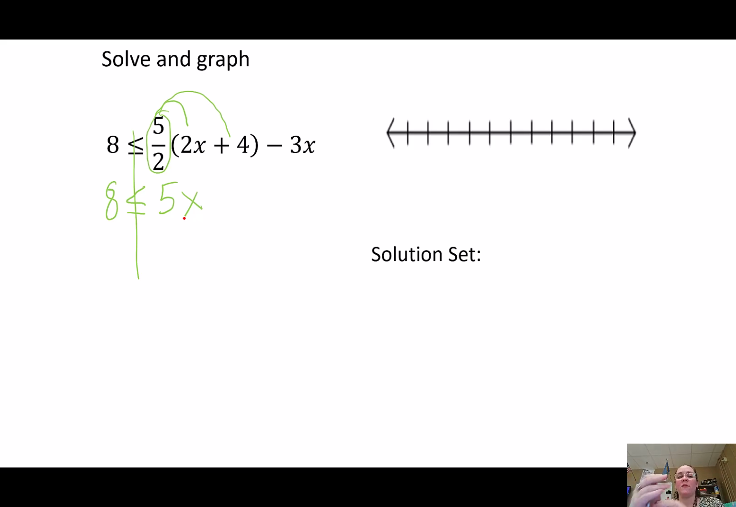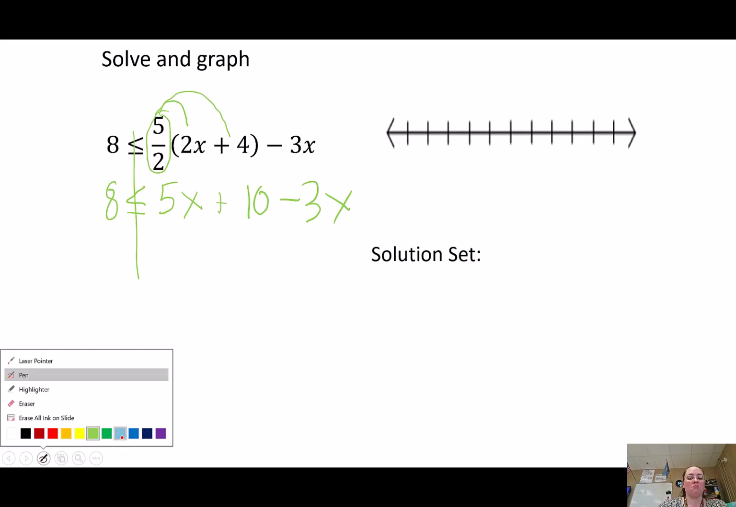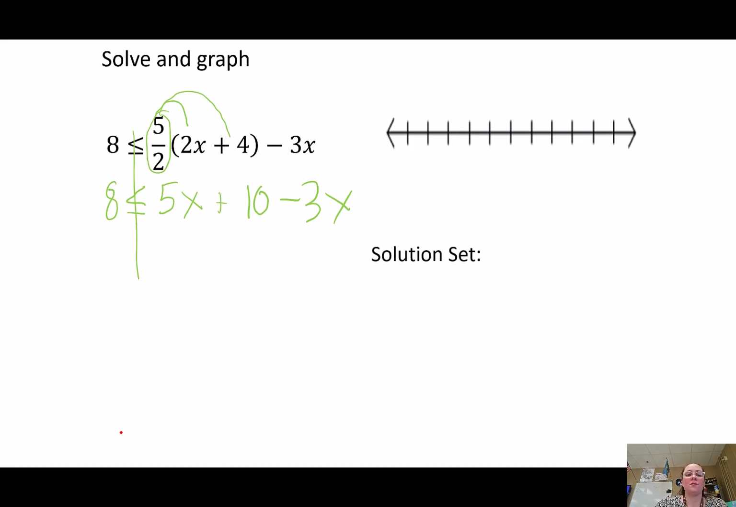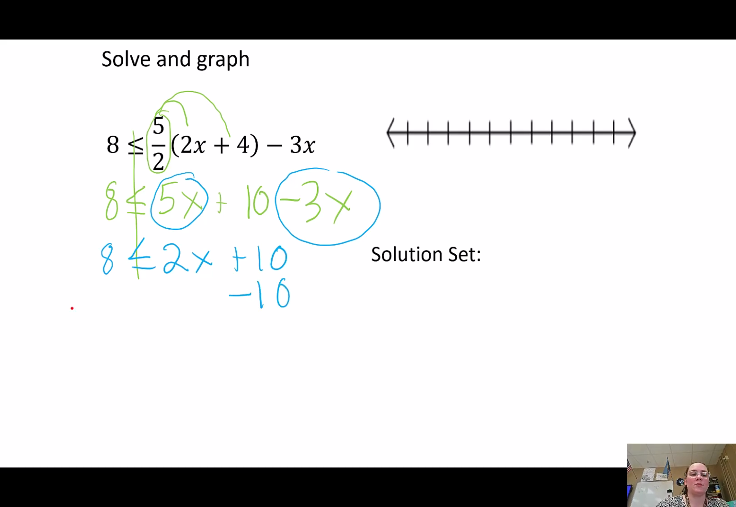Then we're going to do the same thing with the 4. So 5 times 4 is 20, and 20 divided by 2 is 10. So I get plus 10 there. I still have the minus 3x. So now all I have to do is combine my like terms here on the right side. So we get 8 is less than or equal to, well, 5x minus 3x is 2x, plus 10. Then from here, it's a two-step inequality, so subtract 10 on both sides. 8 minus 10 gives me a negative 2, less than or equal to 2x.